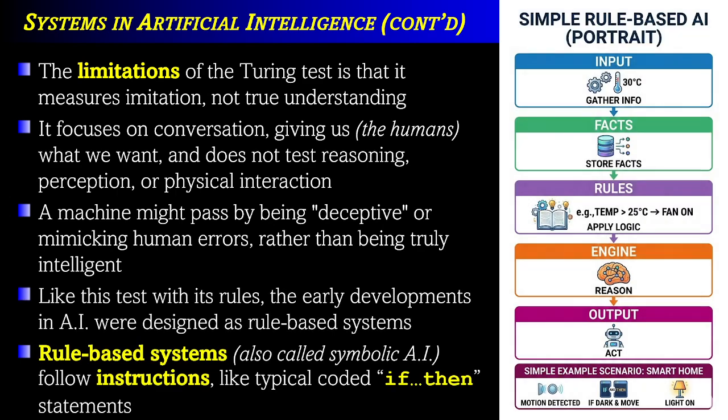So, like this test with its rules, early developments in AI were designed as rule-based systems. Those rule-based systems, sometimes called symbolic artificial intelligence, follow instructions, typically code, things like an if-then statement, to provide those instructions to the AI system.